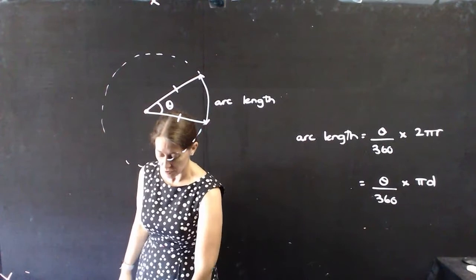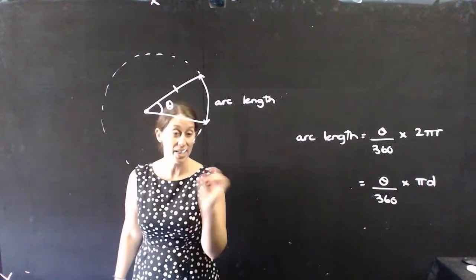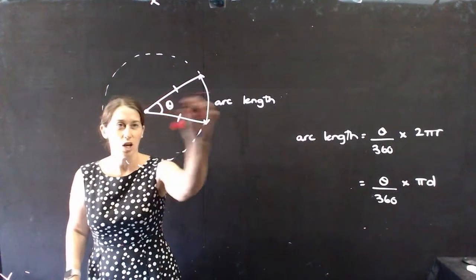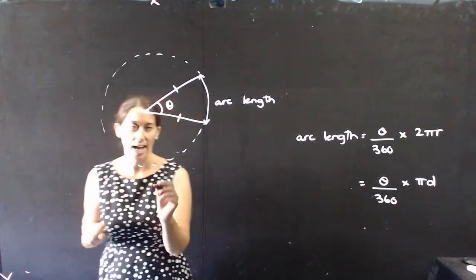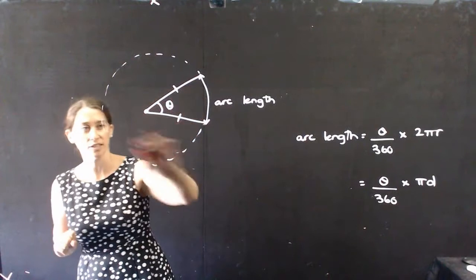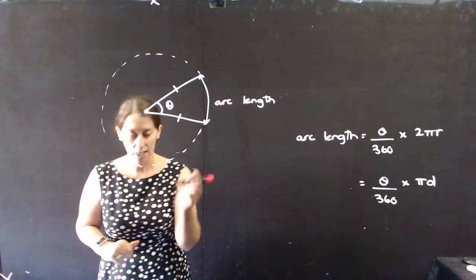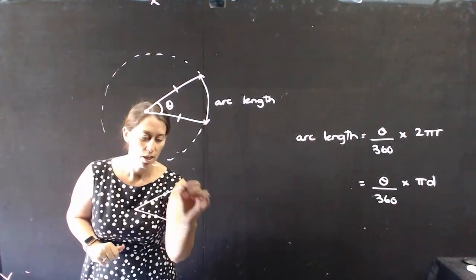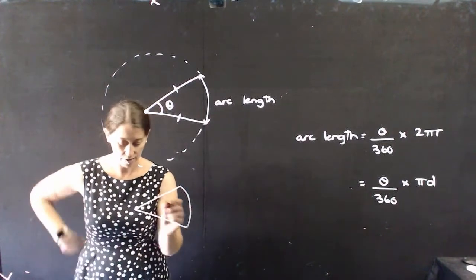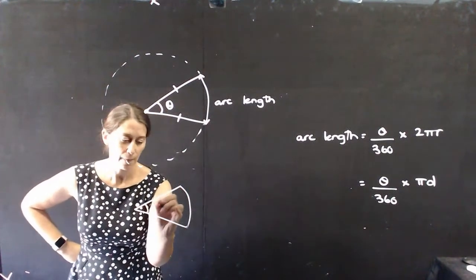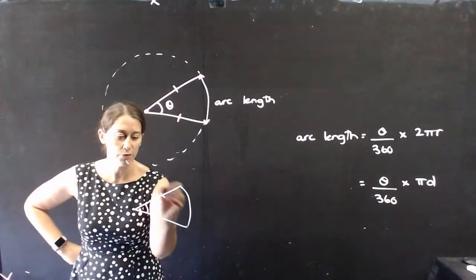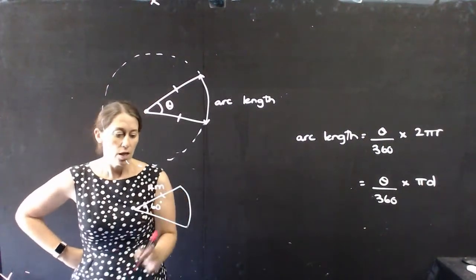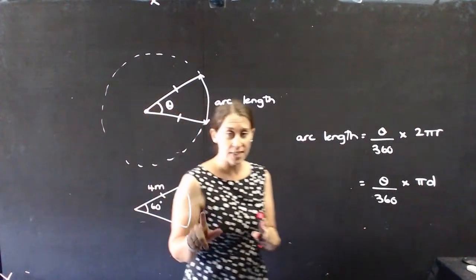Let's look at a minor sector first. A minor sector is where the angle inside is small, or an acute angle. And we can also have a major sector with a reflex angle. Okay, so let's do one where I've got an angle of 60 degrees, and we'll have a radius of 4 meters. So I'm going to work out the perimeter of this sector.